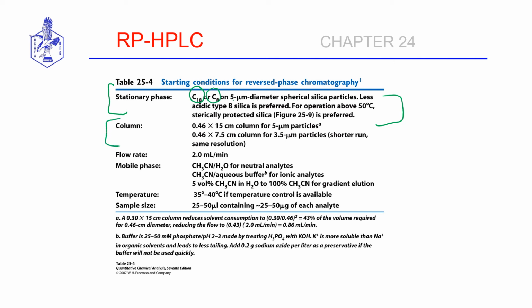The column itself, the dimensions of the column. How long is it going to be? What is the inner diameter? How much stationary phase material can we get in there? That has to be selected. Then there's the mobile phase.